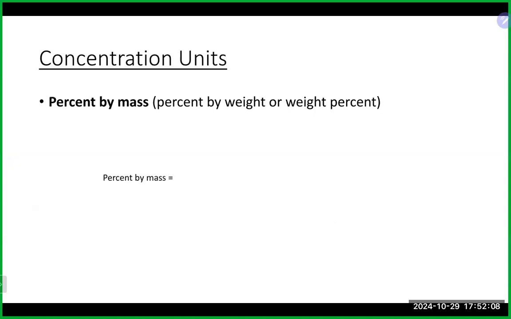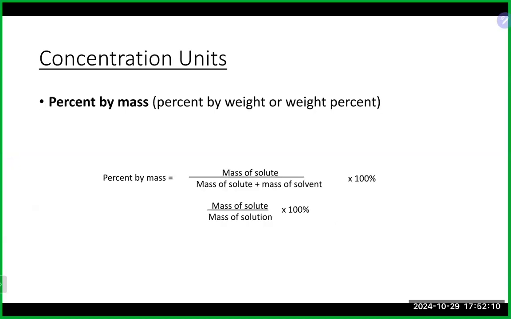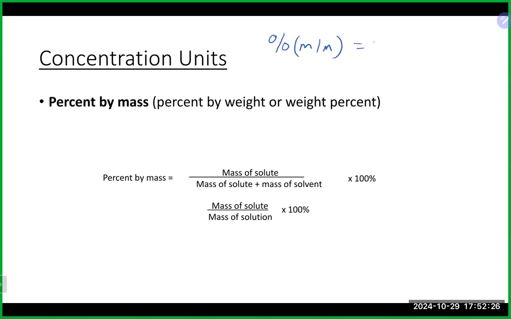Then the next thing we're going to talk about is some other concentration units. And the next one we're going to talk about is percent by mass. It is sometimes referred to, most of the time, as mass percent, or percent m/m. And that is, as it says there, the mass of the solute divided by the mass of the solution times 100%. And it is the bottom part that's really important. The mass of the solution.